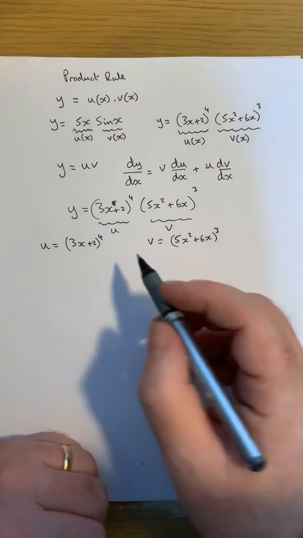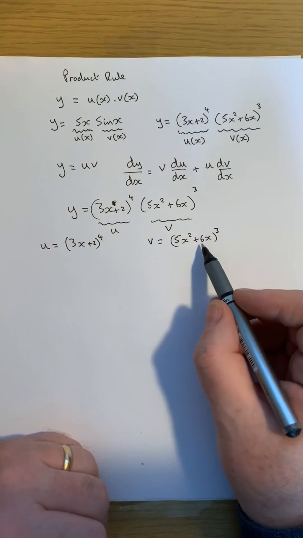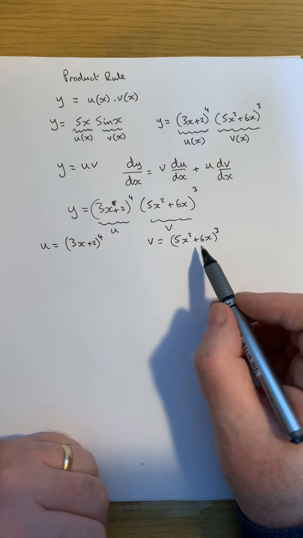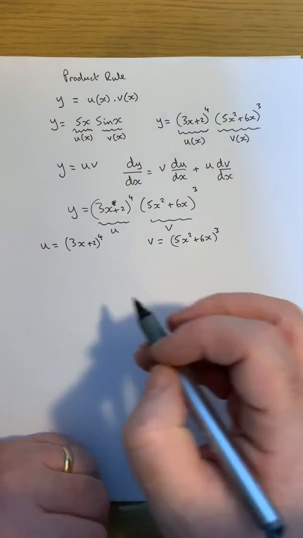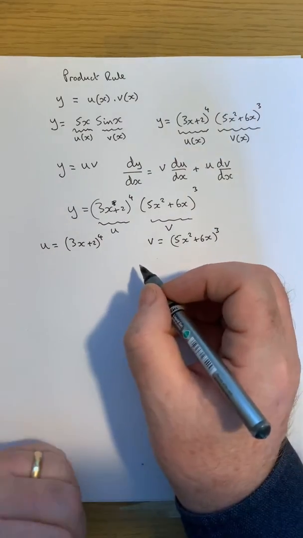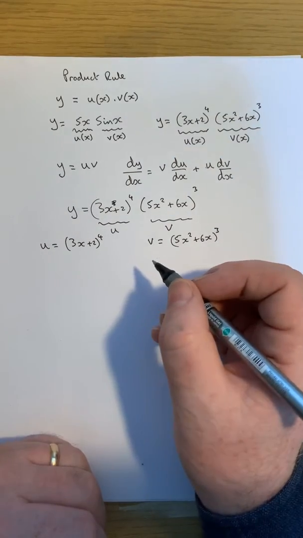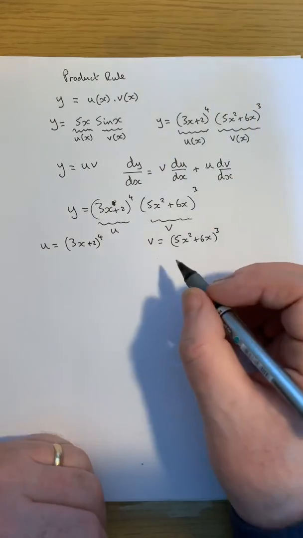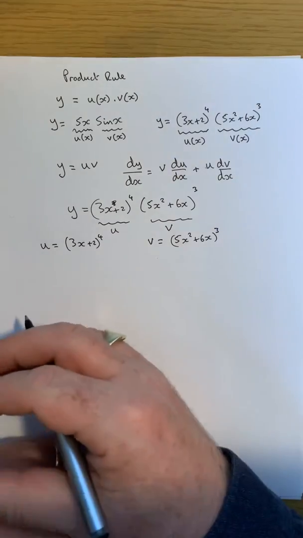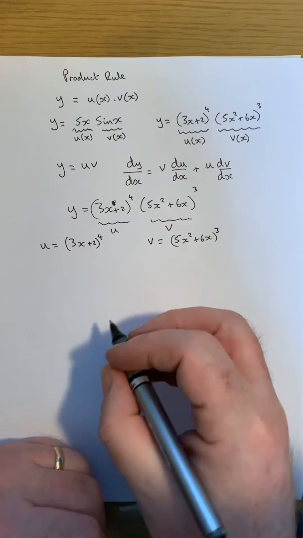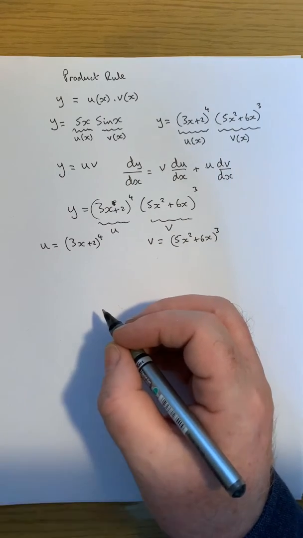Now you'll see that for each of these terms, u and v, we have to use the chain rule to differentiate them. So sometimes whenever you're using something like the product rule, you have to take your work off to the side, work it out, and then bring it back into the main calculation to give you the solution.